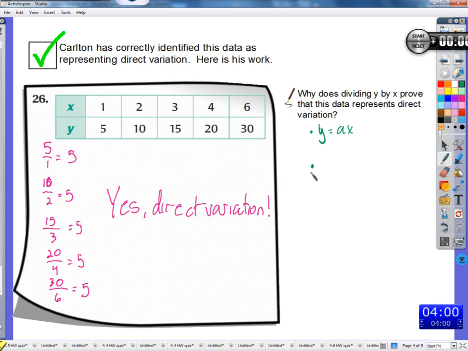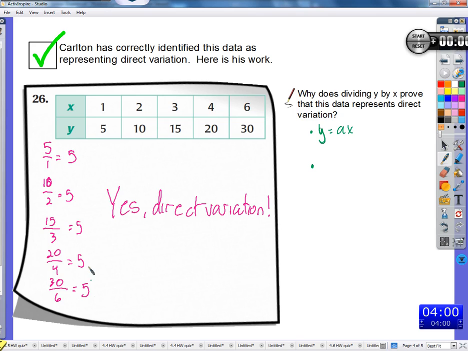Why divided by x? Why does y divided by x give us a? What about x divided by y? Did that give us a? Why are we doing it that way? a is your constant. So it could be a constant number. So you're saying that this could be a? That is a.